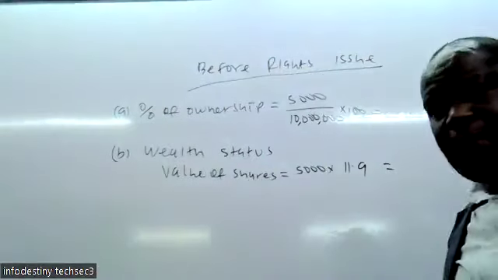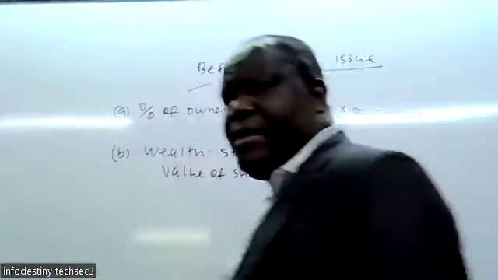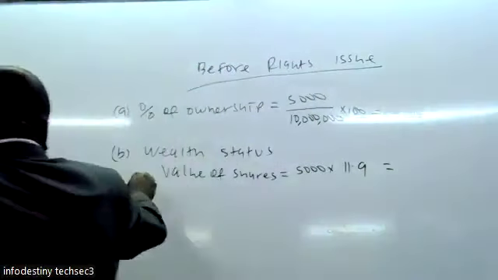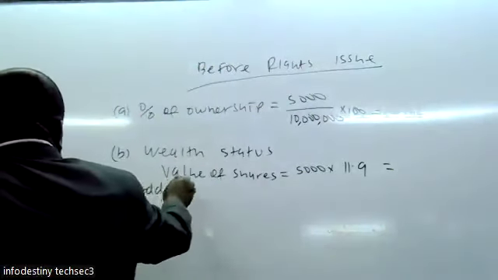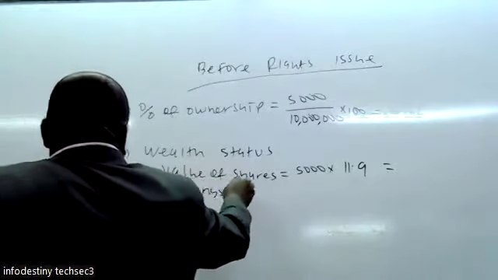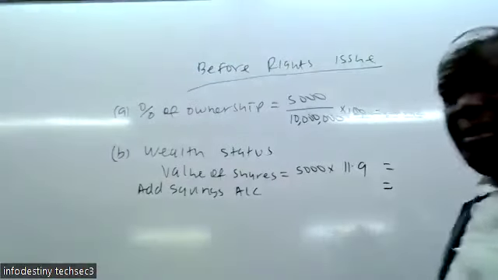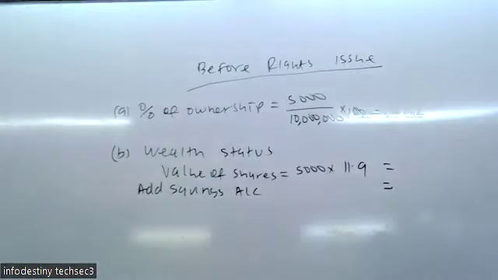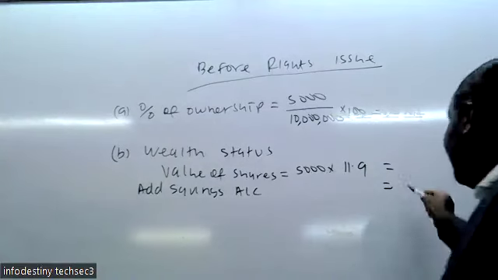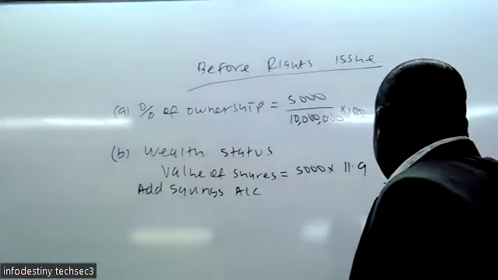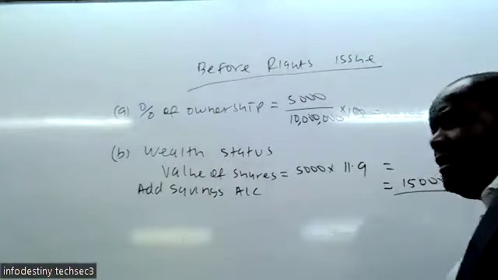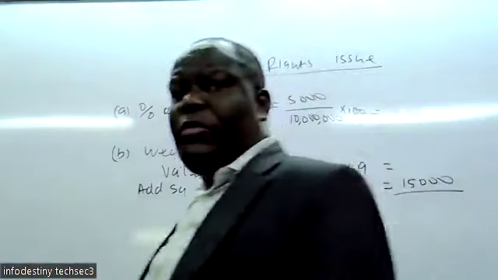Then you also add the savings account. When you check through the question, this person had some money in the savings account. That money in the savings account was 15,000.